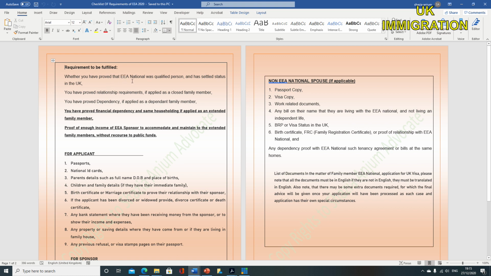The first requirement, you have to prove that your EEA national is working and he is a qualified person. And then you have to prove your relationship requirement. You need to enclose your birth certificates and FRC, family registration certificate, that you are a close family member. Also, you need to prove your financial dependency and that you are living in the same household.